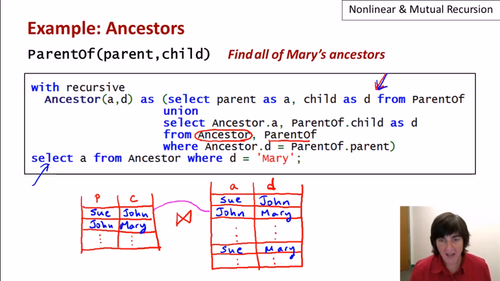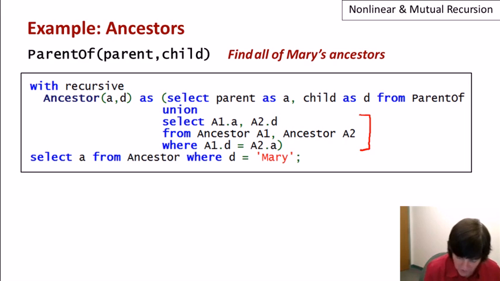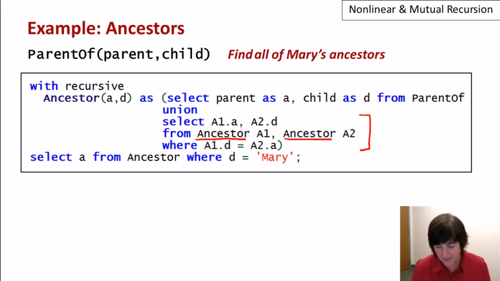Now let's take a look at a nonlinear expression of the same query. And here it is. What we see here is that the primary change is right in here. Instead of joining the parent with the ancestor in the recursive half, we're going to join two instances of the ancestor relation. And let's see what happens during execution when this is how we express our recursion.